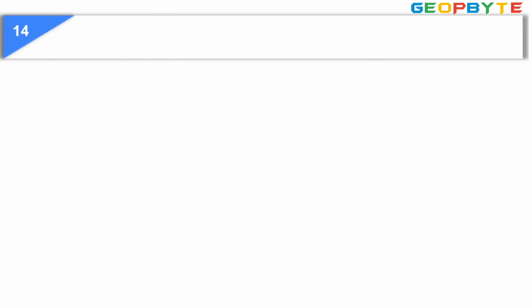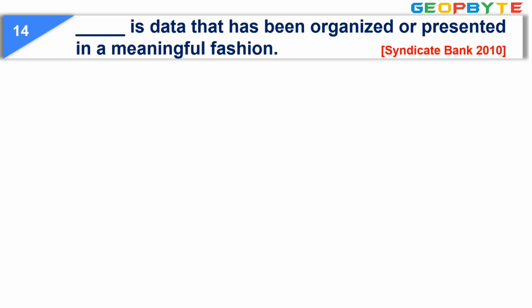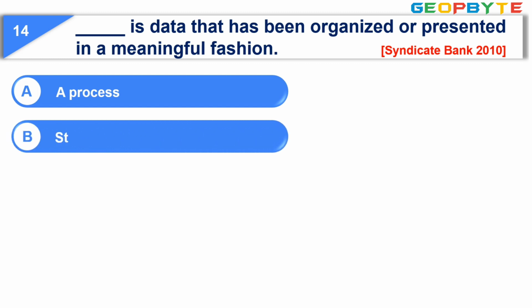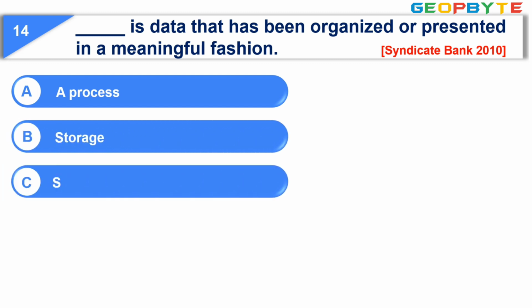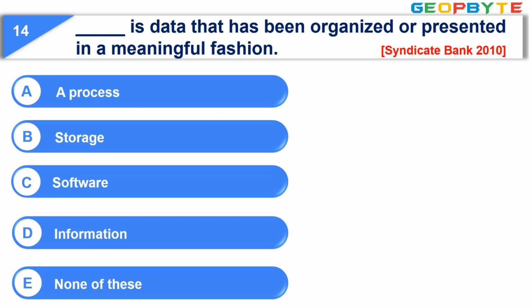Next, moving to question number 14. Dash is data that has been organized or presented in a meaningful fashion. Option A, process. Option B, storage. Option C, software. Option D, information. Option E, none of these. And the correct answer is option D, information.